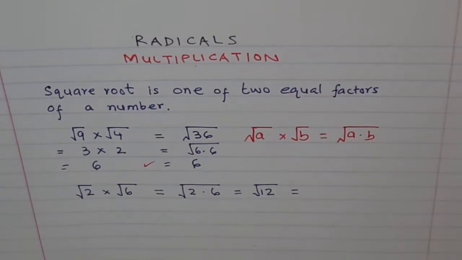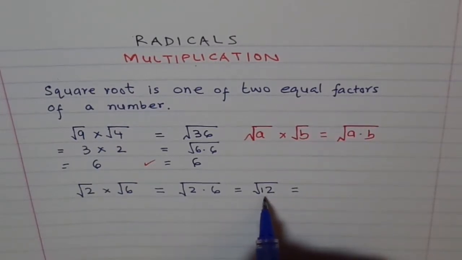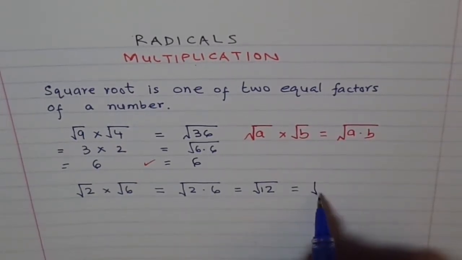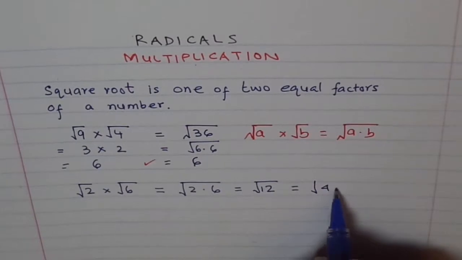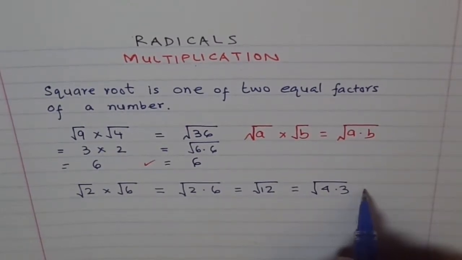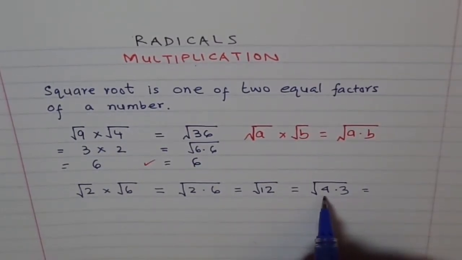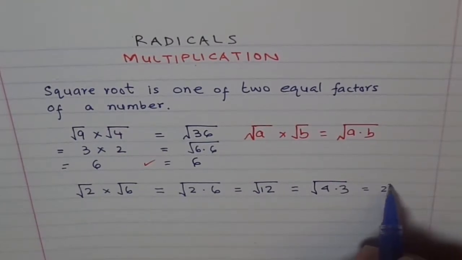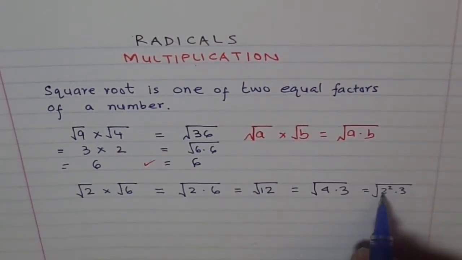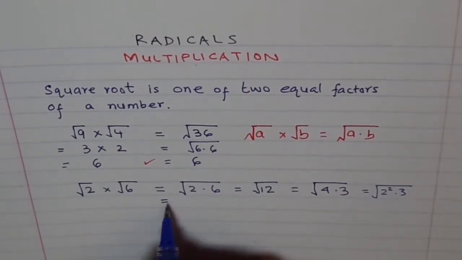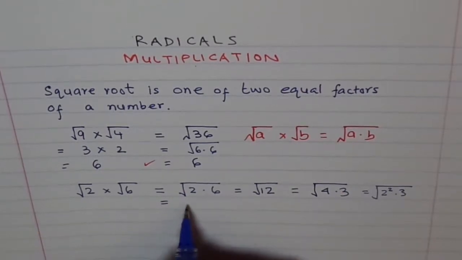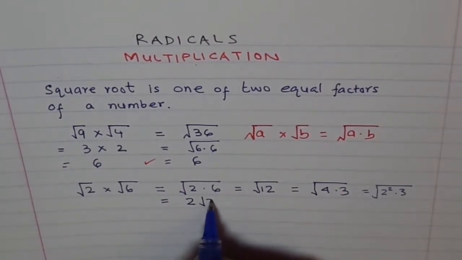Now 12 can be written in factor form, and we know we have a perfect square as a factor of 12, and that is 4. So we can write this as 4 times 3. Now since 4 is a perfect square, it is 2 squared, right? Times 3. So this could be written as 2 square root 3. We can bring this out. Therefore, I can write square root 2 times square root 6 as 2 square root 3.